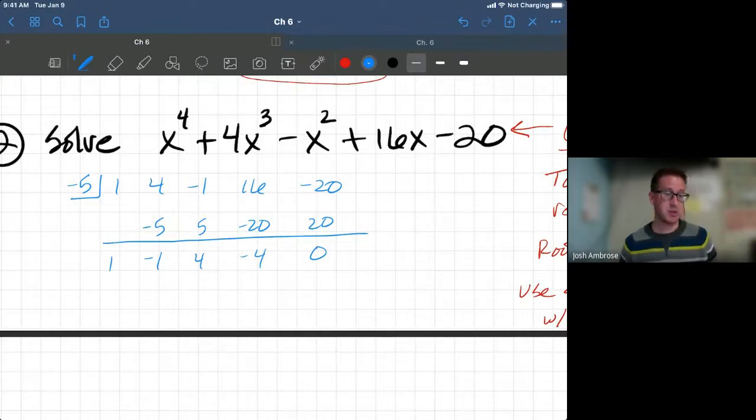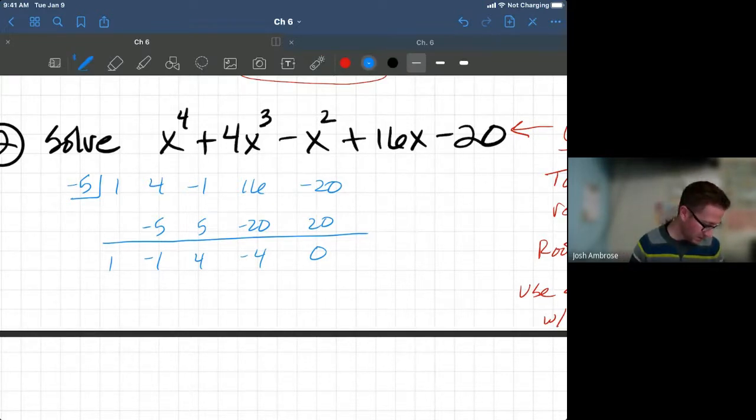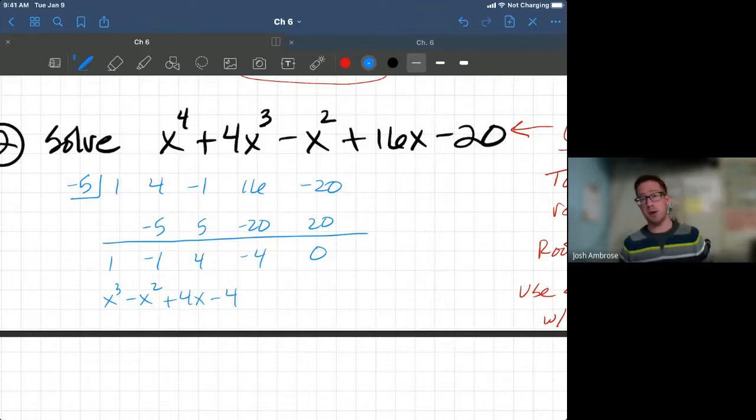What we just created is, 1, a new polynomial, and 2, you can see that this zeroed out. That's good. That means there's no remainder, no weird number that we're going to have to deal with. So let's write the polynomial that we just created from the first round of synthetic division. We have x to the power of 3 minus x squared plus 4x minus 4. That's the new polynomial.